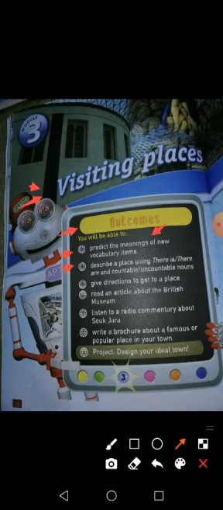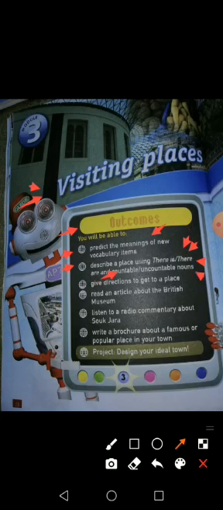The second one, you have to be able to describe a place using there is and there are and countable and uncountable nouns. Okay, you have to use there is and there are. You have also to distinguish between there is and there are, when to use there is and when to use there are, and how to use countable and uncountable nouns.